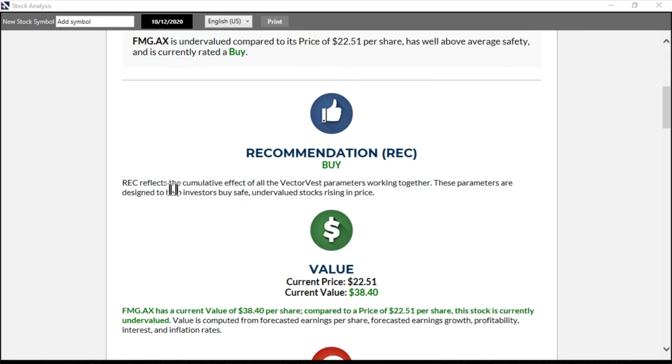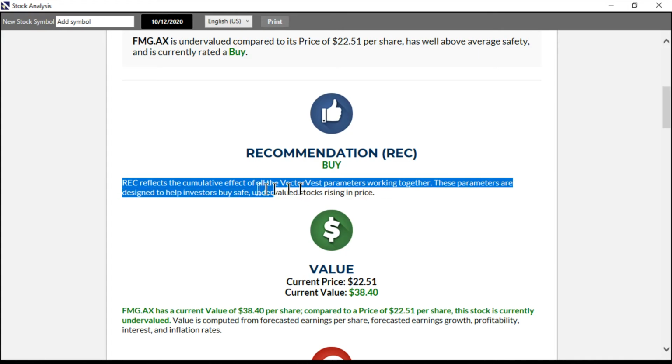It's buy rated. So the REC reflects the cumulative effect of all VectorVest parameters working together. These parameters are designed to help investors buy safe, undervalued stocks rising in price. So that's key to VectorVest. We advocate buying safe, undervalued stocks rising in price in a rising market. All right, so we want to buy those stocks in a rising market, and I'll cover that shortly.